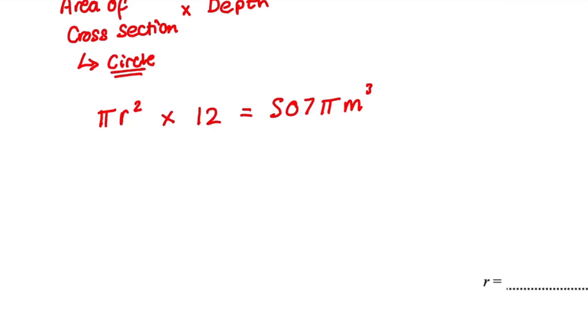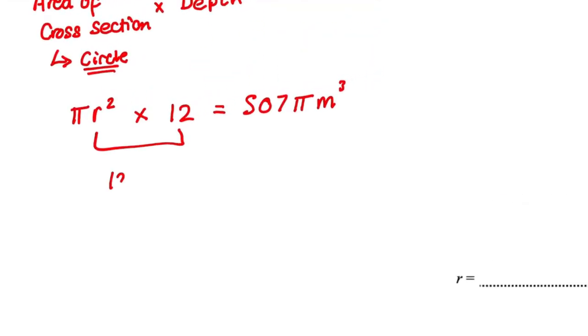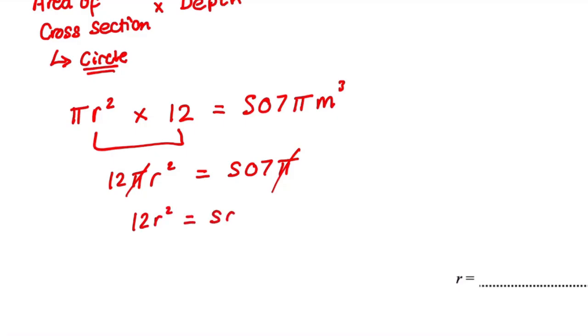Now let's simplify this. If we multiply these two things together over here, we're going to get 12 pi r squared equals 507 pi. You can see that there's a pi on both sides, so you can just cancel the pi's out. Or you can think of it as dividing by pi on both sides, and the pi is going to disappear. So we're just going to be left with 12 r squared equals 507.